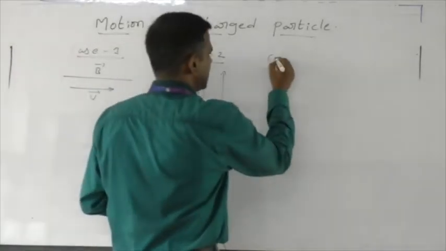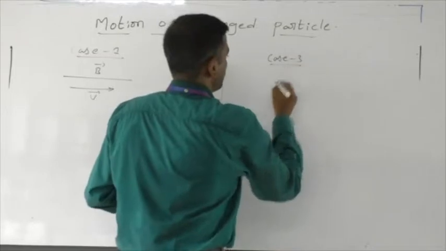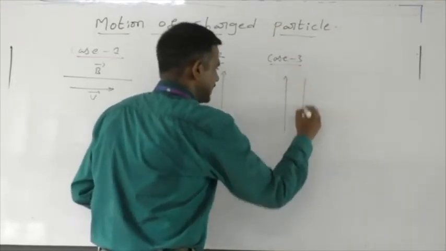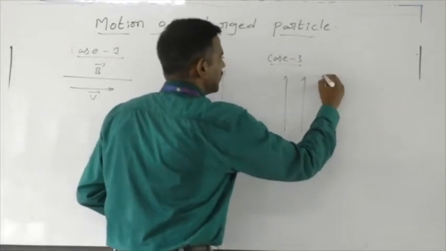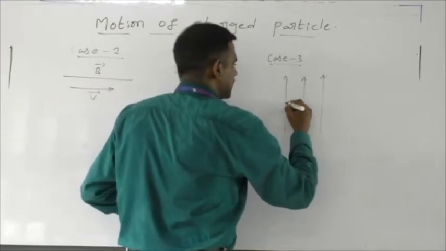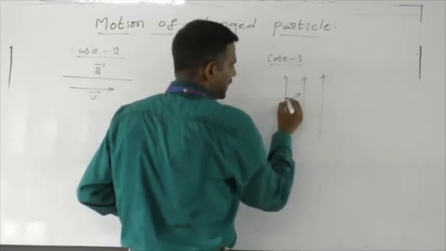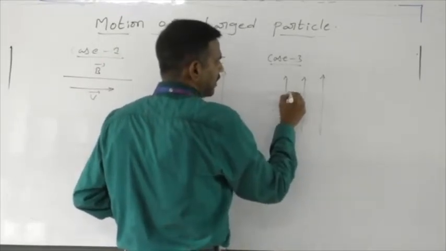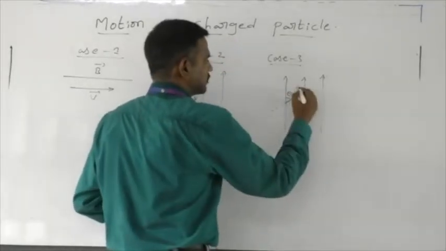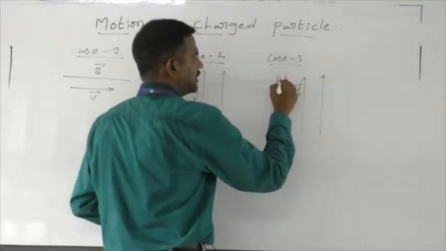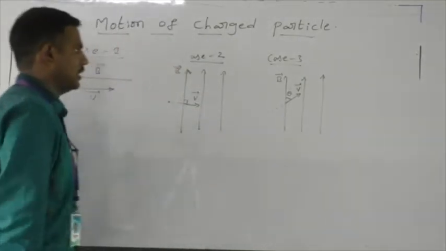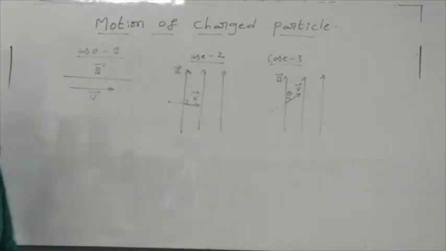Case three is the same uniform magnetic field, but now the charged particle is entering the magnetic field making an angle theta with the magnetic field. This is the direction of the velocity vector, this is the direction of the magnetic field. Now we will see the three cases separately, one by one.